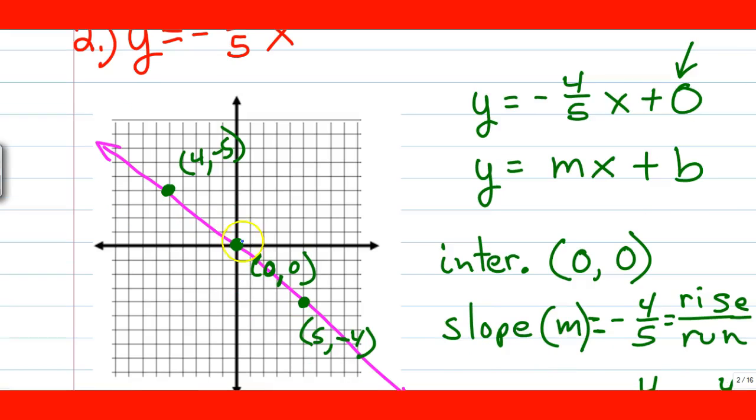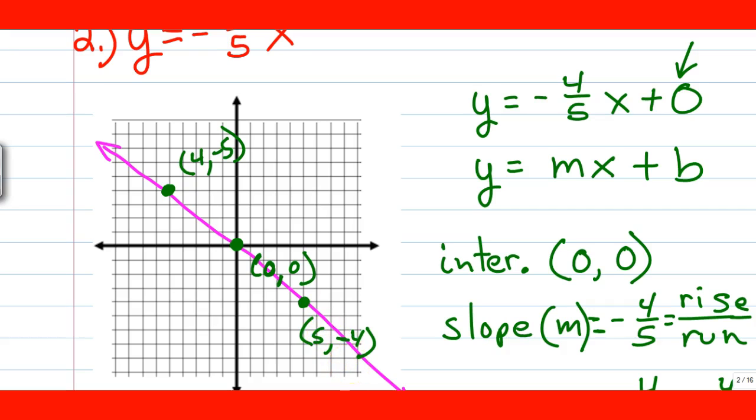Now I could take the negative and put it up on the 4. So that means when I look at this one, to put my next one in, actually let's start with the rise. I'm going to rise a negative 4. What that actually means is that instead of rising, because it's negative, I'm really going to drop. 1, 2, 3, 4. Then I'm going to run 5. 1, 2, 3, 4, 5. And there's another point at 5, negative 4.